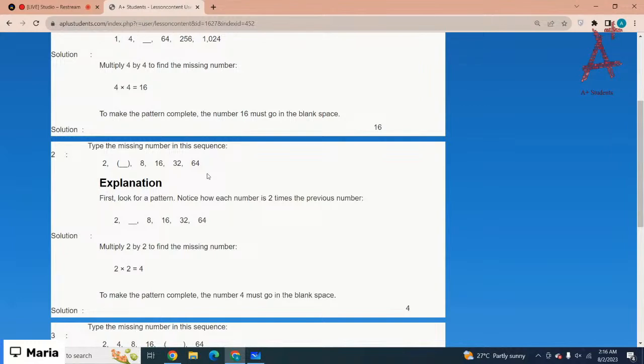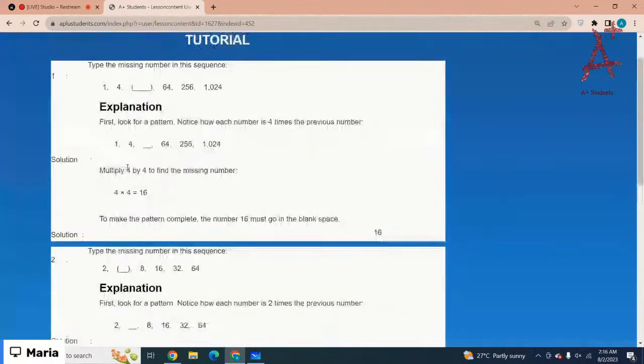That means for the next number, you have to multiply the previous number by 2. So you have to do 2 times 2, which makes 4. That means the missing number is 4. Okay, let's just start with the practice questions.